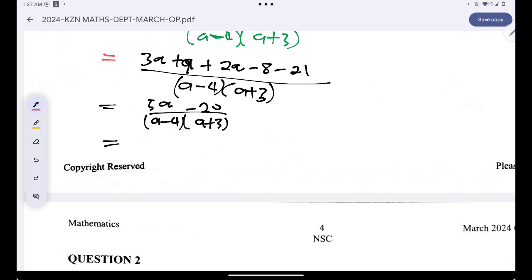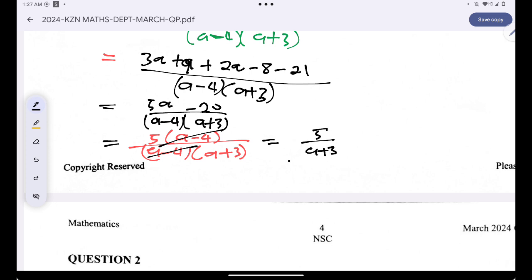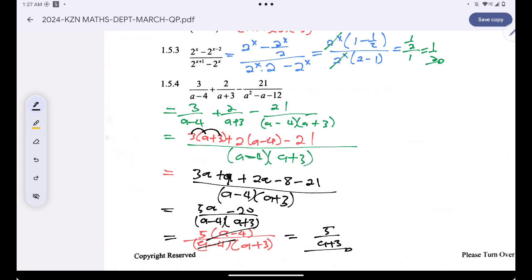I can take out a common factor at the top, which is 5. I'll be left with a minus 4 all over a minus 4 and then a plus 3. This will cancel this, and then I will be left with 5 over a plus 3. Are we together? So that's how you simplify a fraction.